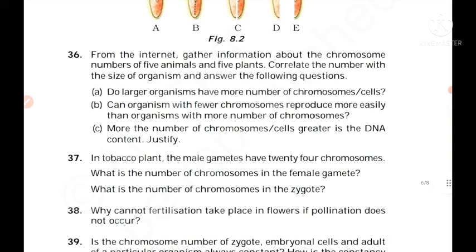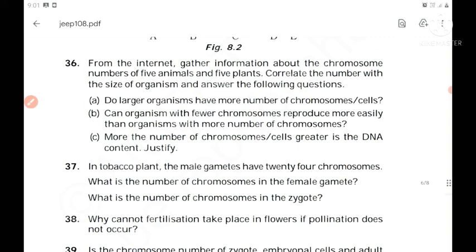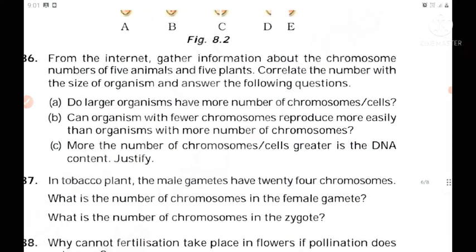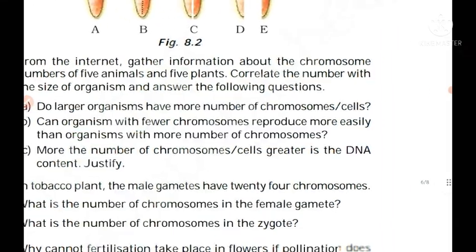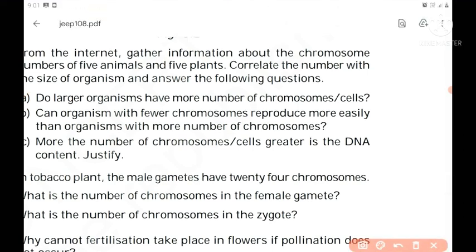36. From the internet, gather information about the chromosome number of 5 animals and 5 plants. Correlate the number with size of organisms and answer the following questions. So some of them which I collected, I'll just put here. Let me take a blank screen with the help of this.